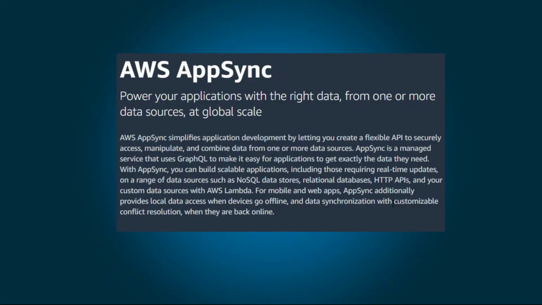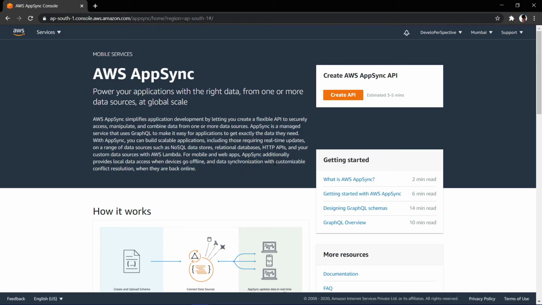So I'm using AWS AppSync. Using AWS AppSync, I'll be able to use GraphQL to its full potential. So to do that, I have already logged into my AWS console. And here you can search for AWS AppSync. I can create a project of AWS AppSync and this is called AWS AppSync APIs. So to create an AWS AppSync API, just click on this create API.